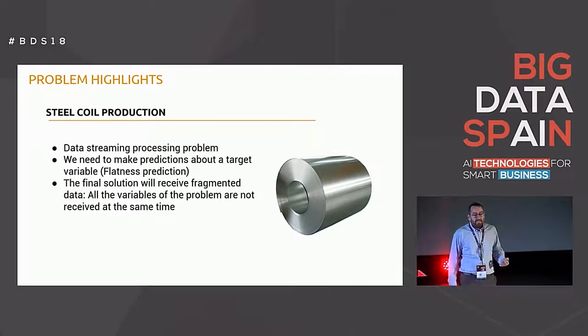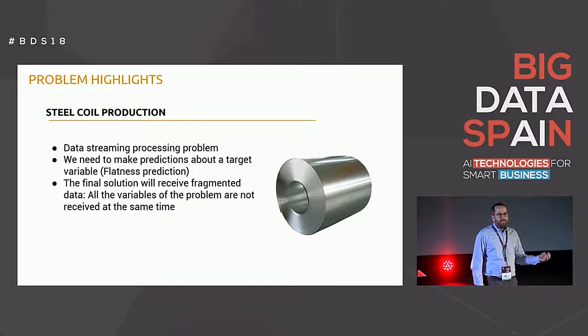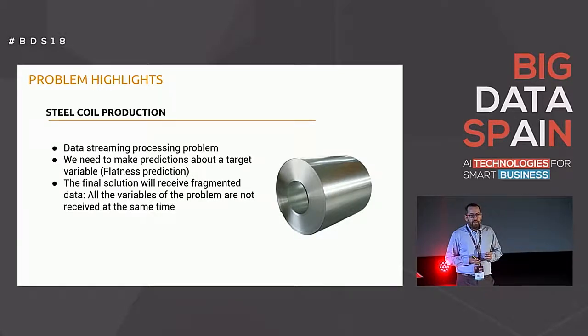Another problem is that we receive fragmented data. We only receive the data of a sensor at a time. We do not receive all the data in the same period of time. During the processing of the steel coil, we receive a lot of events of data.